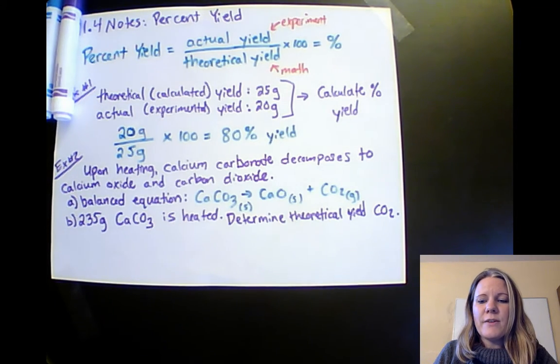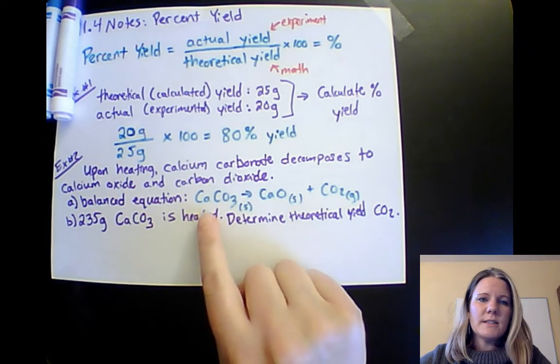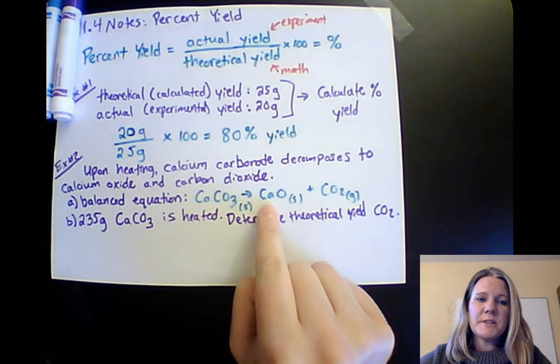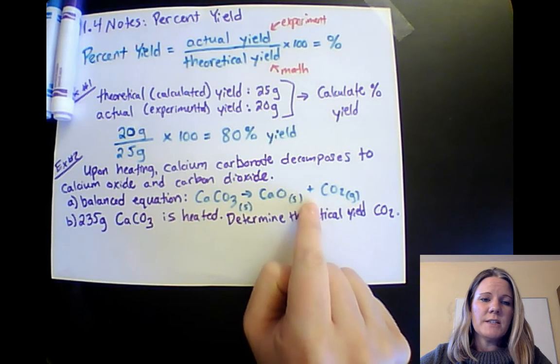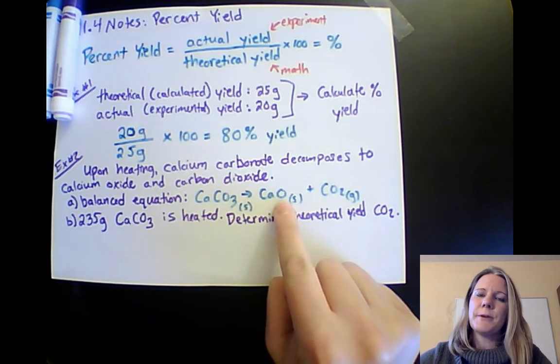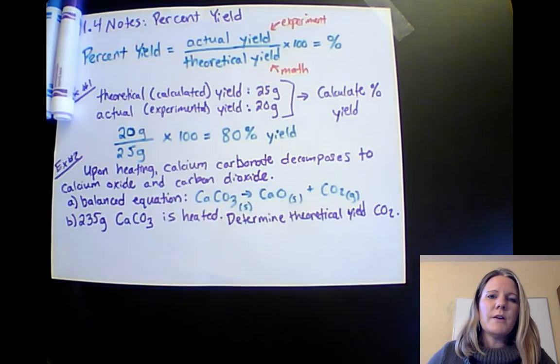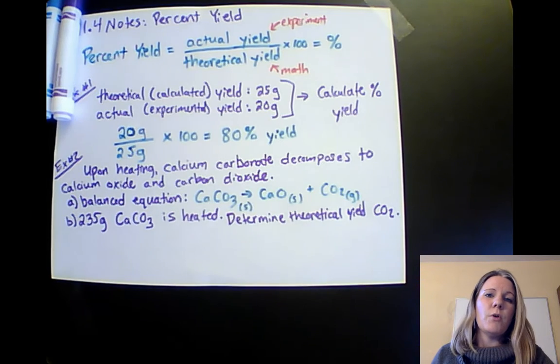And there you have the balanced equation. You may have noticed that as you're balancing it, there's 2 calciums on each side, 1 carbon on each side, and 3 oxygens total on each side. 2 plus 1 is 3. So we didn't need any coefficients to balance this one. It simply broke apart in a 1:1:1 mole ratio.